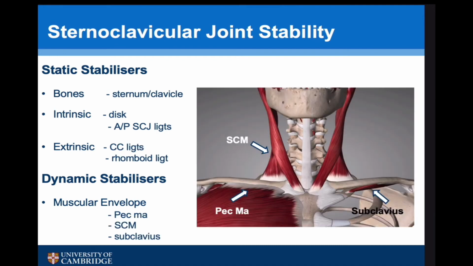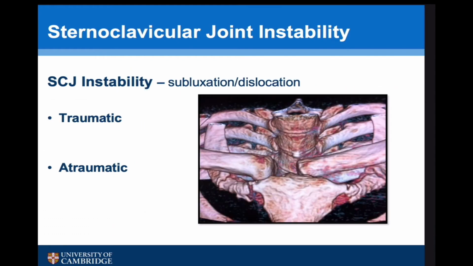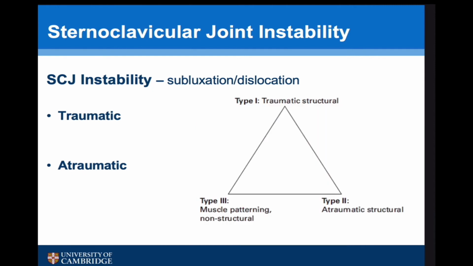There are some very important dynamic stabilisers to the sternoclavicular joint, and the main ones are the sternocleidomastoid and the sternal part of pec major, but also subclavius. Previously, sternoclavicular joint instability has been divided into traumatic and atraumatic causes. However, more recently, like the glenohumeral joint, we've got a better understanding, and rather than traumatic and atraumatic, we talk about traumatic structural, atraumatic structural and muscle patterning, so non-structural.